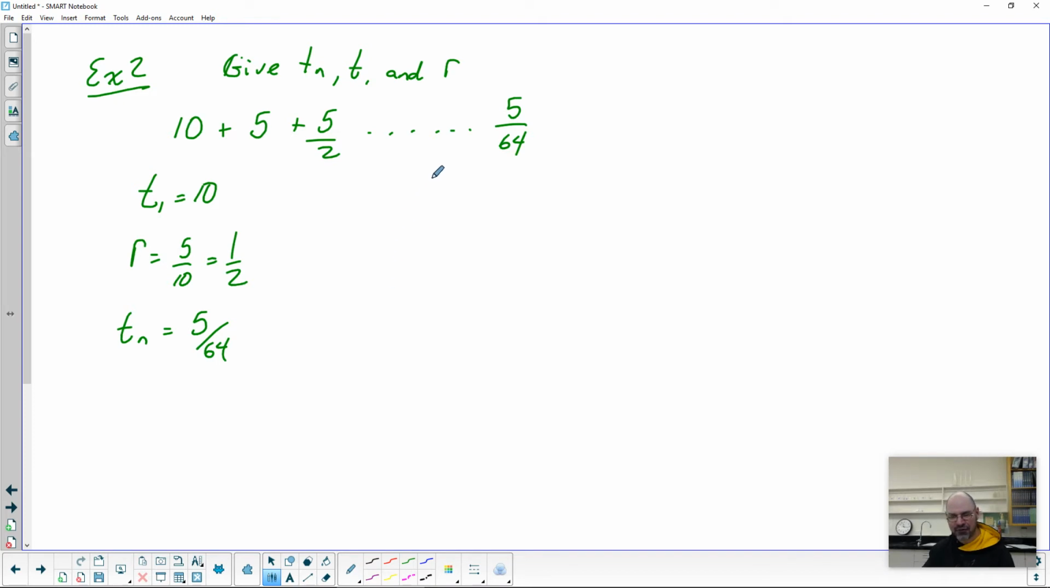So if we remember what the second formula was, Sn is equal to, what was it here? R times Tn, subtract T1, divided by 1 minus R. Or sorry, R minus 1, pardon me. Okay, so that's what we're dealing with there. So let's plug in our numbers.